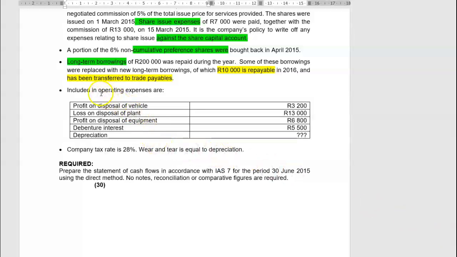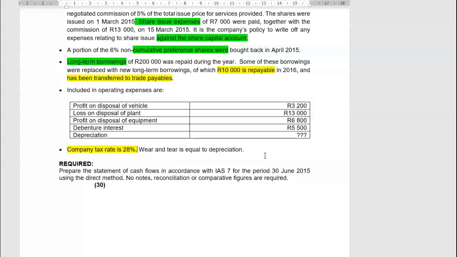Included in operating expenses is profit on the disposal of vehicle, loss on the disposal of plant, profit on the disposal of equipment, debenture interest, and depreciation. The company tax rate is 28%, and wear and tear is equal to depreciation.